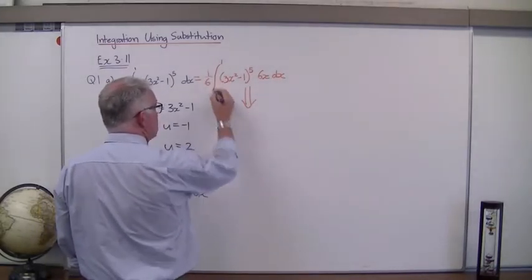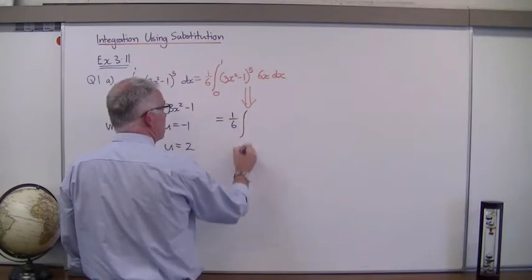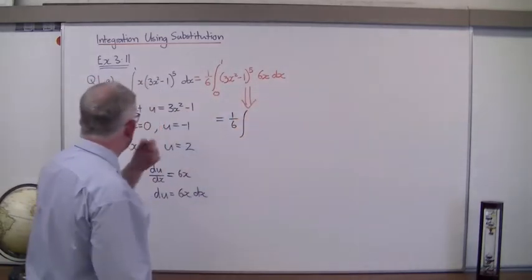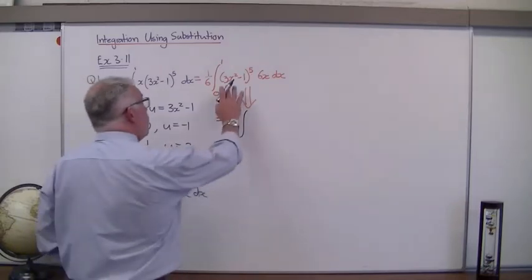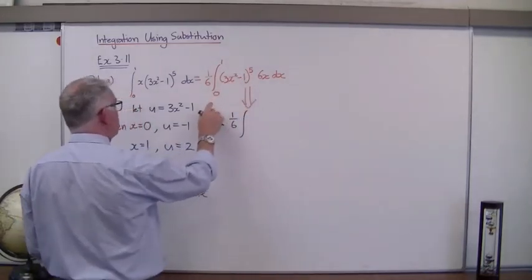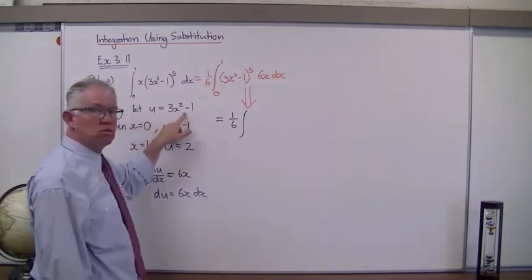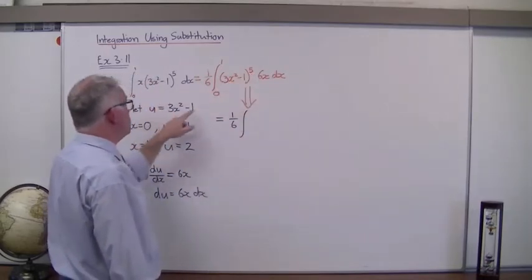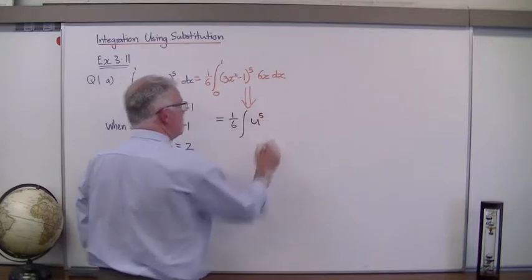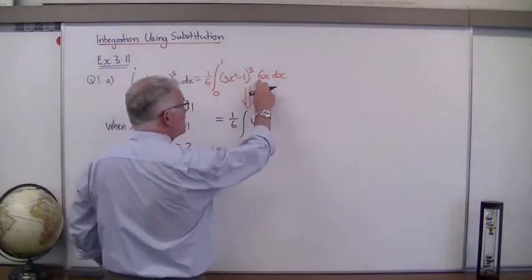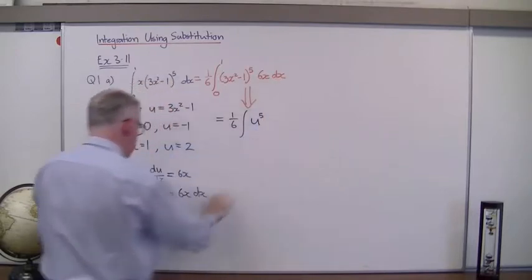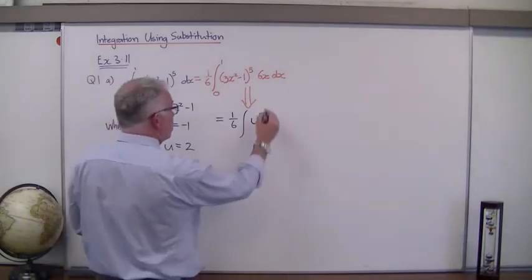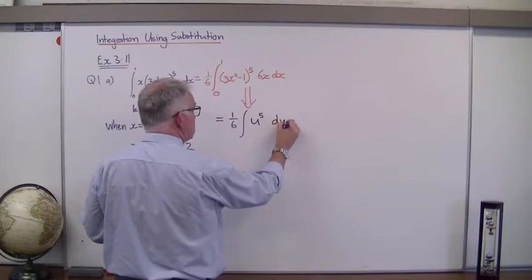This is now 1/6, we need that. Right, this is where we change from a function of x to being a function of u. What I do know is that 3x squared minus 1, well, that's exactly what I made u equal to. So this 3x squared minus 1 to the power of 5 is really u to the power of 5. So I'm going to put u to the power of 5 there. And now I also know that this 6x dx is du. That's all it is, du. So that gets replaced by du.